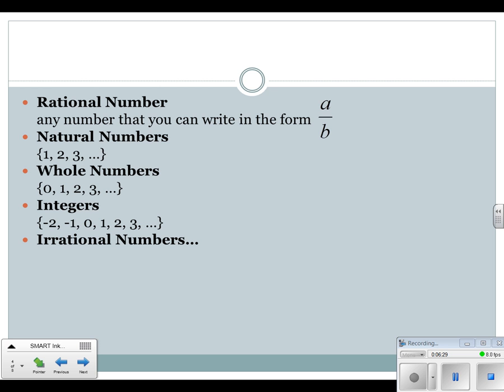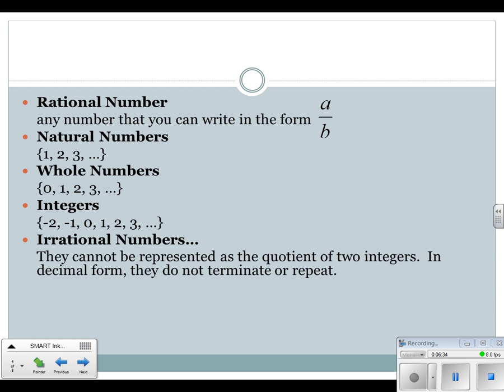Irrational numbers cannot be written in the form of a fraction. They cannot be represented as a quotient of two integers. In decimal form, they do not terminate or repeat. That means they go on forever. An example of an irrational number, one of our more well-known ones, would be pi. The square root of any non-perfect square, like the square root of 2, would be irrational.